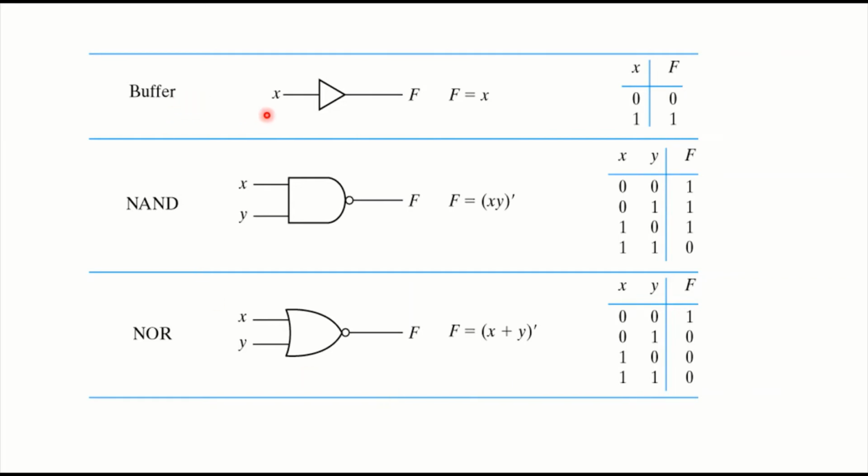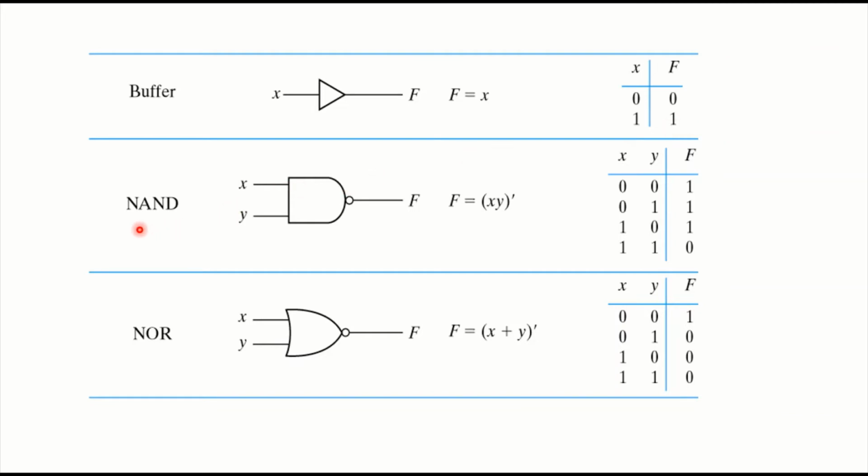The fourth one is the buffer logic gate. Buffer, the symbol is shown here. We are applying x at the input and taking f as output. For this buffer circuit, the algebraic function is f equal to x. F equal to x means what we apply at the input, we will get at the output. It means if we are applying 0 at the input, we will get 0 at the output. If we apply 1 at the input, we will get 1 at the output. Input is the same as output.